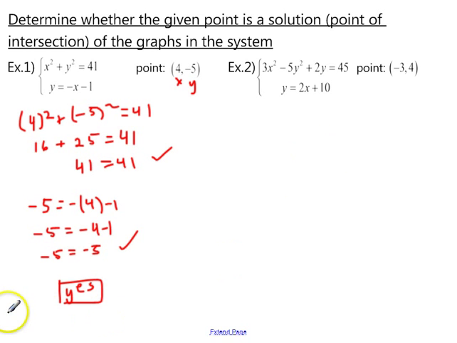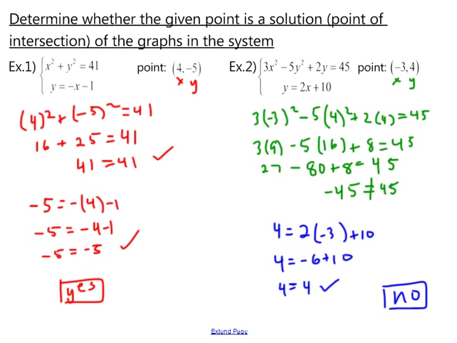I want you to try example 2 and check back with me when you finish. With this second example, when you plug x and y into the first equation, you get negative 45 equals positive 45, which is not true. And then for the second one, you get 4 equals 4, which is true. So the problem is that it's not true for both of them. It has to be true for both, not just one of them. So the answer is no, this point, negative 3, 4, is not a solution to this system.